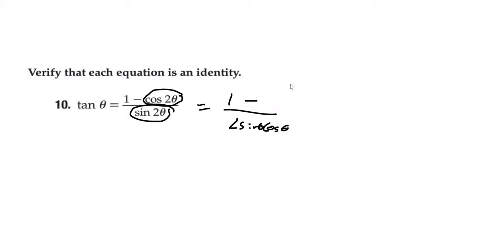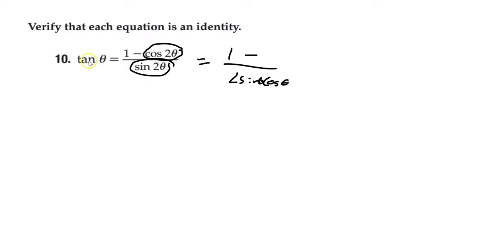Now, let's think about this logically. I want to have tan. So I'm trying to get, on this side, what I know tan is: sine over cosine. Right, so tan is sine over cosine. I want to get tan, so I need a cosine at the bottom. I want to get rid of the sine here.